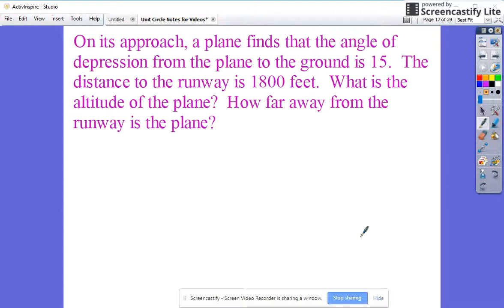Thank you for watching this video about the application of trig functions. Here we're going to work through two word problems that make us apply trig functions in various ways. The first question we're going to look at is about this plane here.